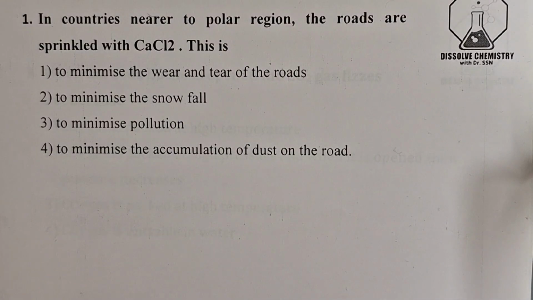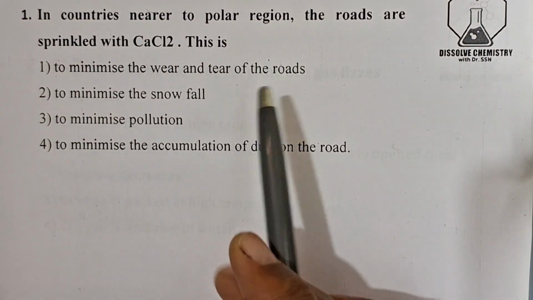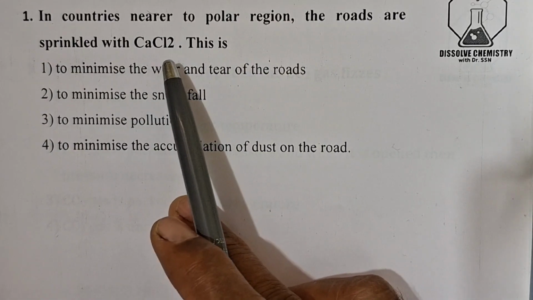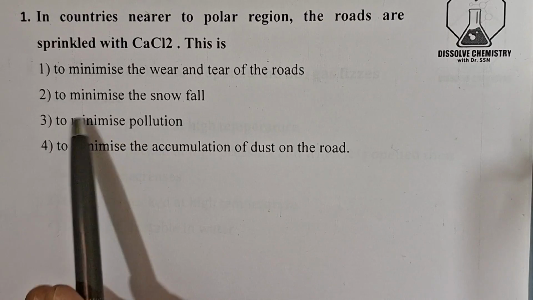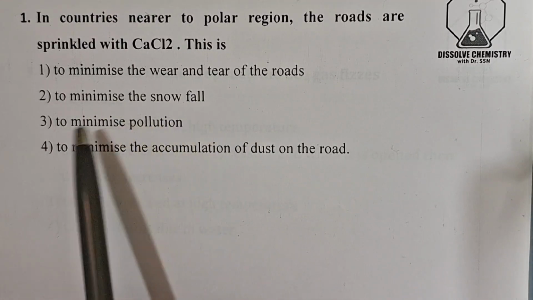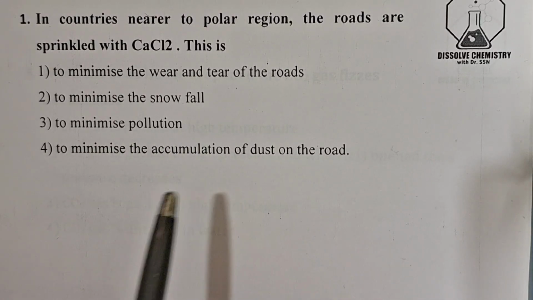First, in countries nearer to the polar region, the roads are sprinkled with calcium chloride. The options given are: to minimize the wear and tear of the roads, to minimize the snowfall, to minimize pollution, to minimize the accumulation of dust on the road.